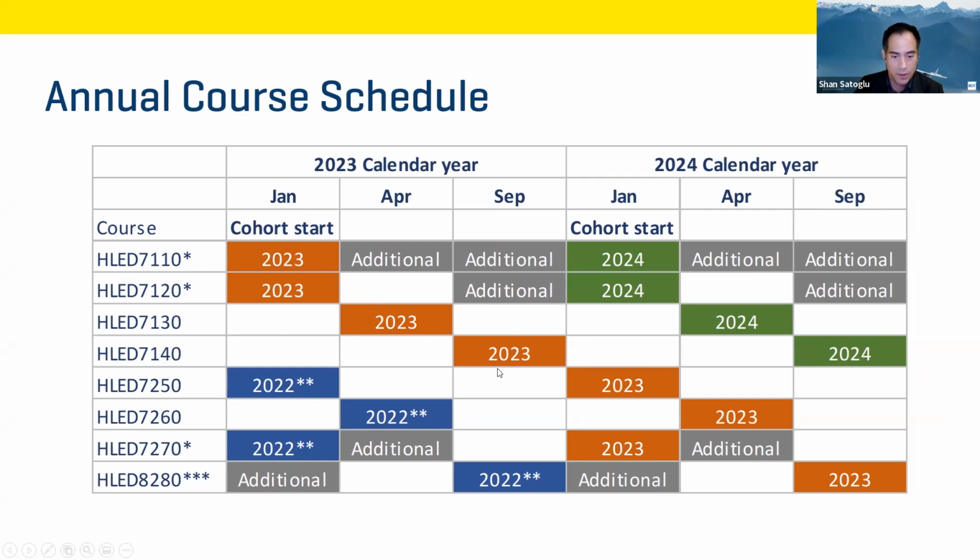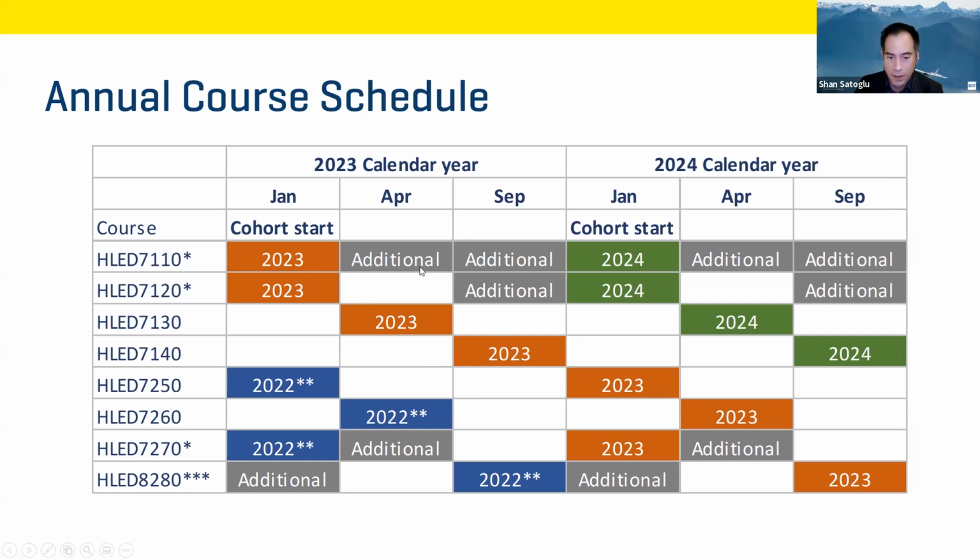In September, you do 7140. I'm tracing the orange line here. In January of next year, you would do 2 courses concurrently, and then another course, and then the Capstone course 8280 in September of 2024. So you can see how the timing of the courses is organized around a January start date.